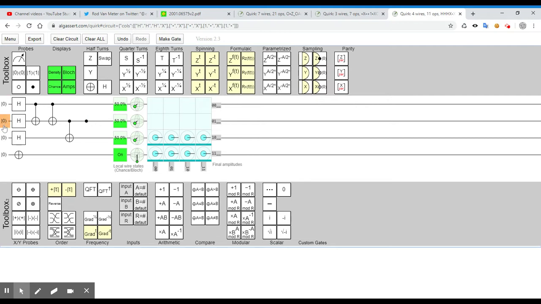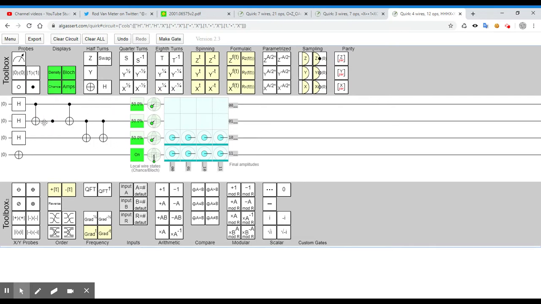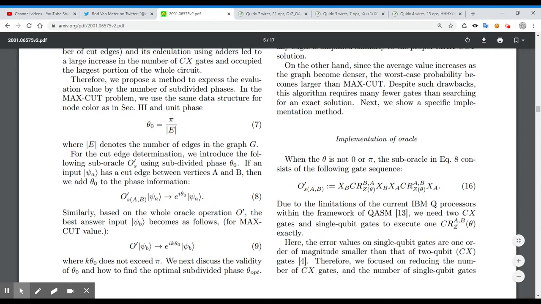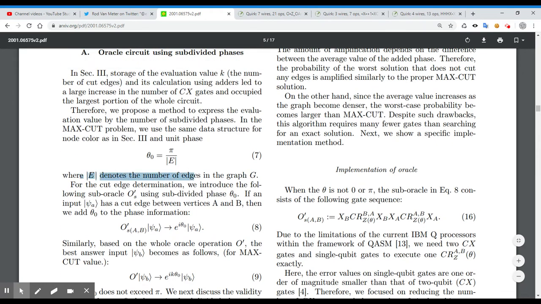The 0 and 1 and the 1 and 2, so to say. So what you want to do here is, in between, you want to rotate the phases, but then the angle that you choose denotes the number of edges in the graph.